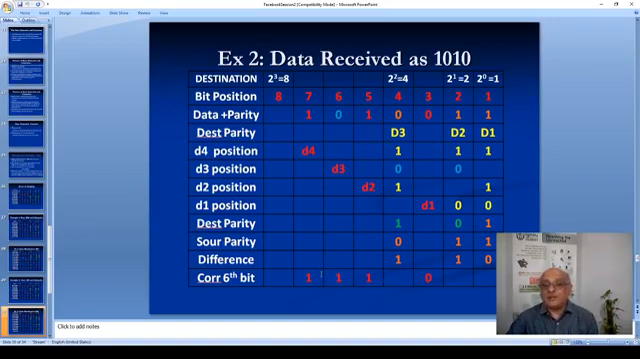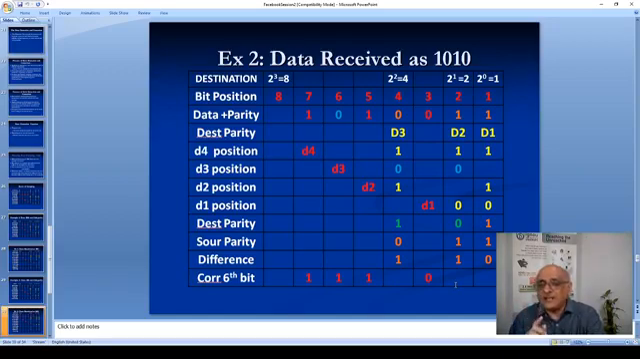So I am not able to just identify the error, but correct it also. Now this is the beauty of this Hamming error correction code. This is an error correction code. Parity was error detection only, but over here we are correcting the error also, but in a single bit.